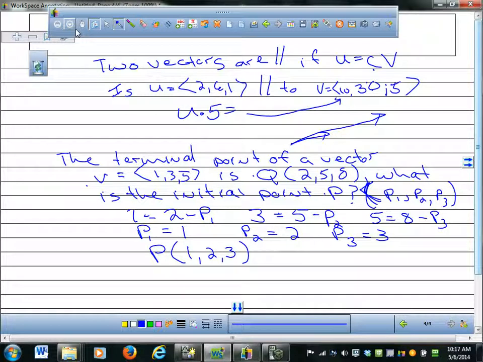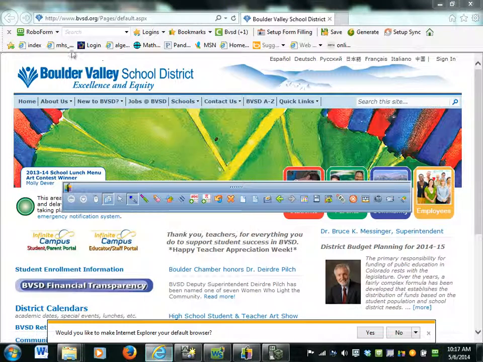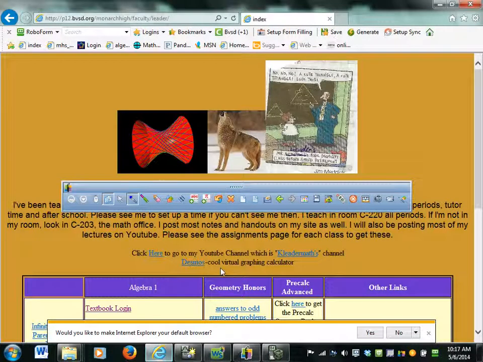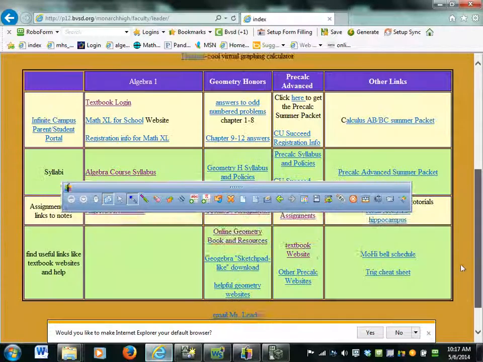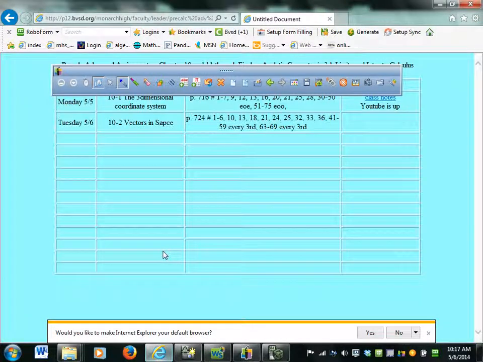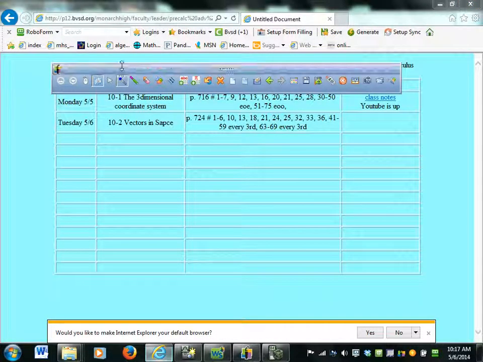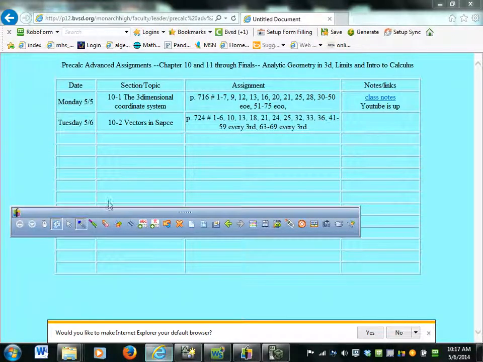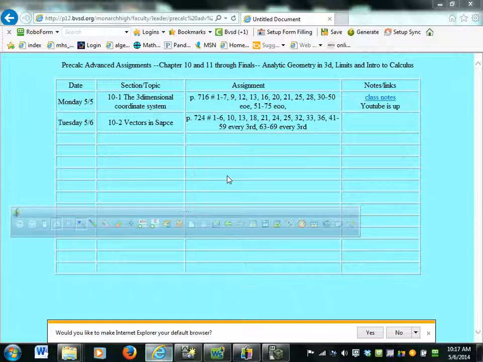Your homework is on my website. You don't have to use graph paper. Pre-calc advanced assignments, if you want to. When we write the vectors, do you want parentheses or brackets? Brackets. If it's a vector, brackets. A point, you use parentheses. For a vector, you use brackets. Okay?